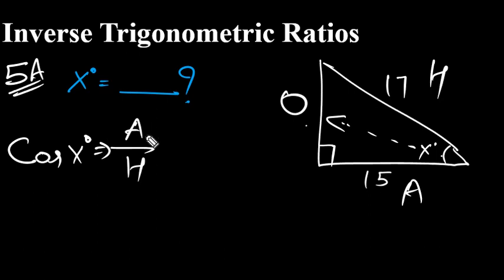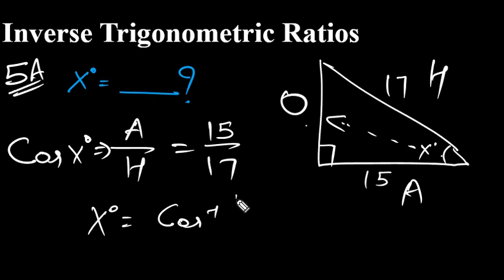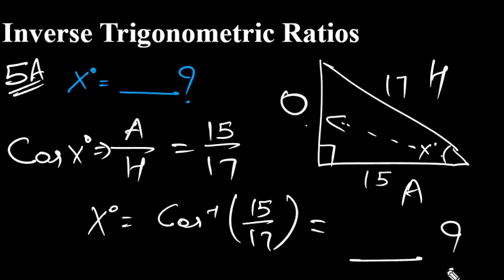So cos x degrees is equal to adjacent over hypotenuse, because I remember this. Now adjacent is 15 and hypotenuse is 17. So x degrees is equal to cos inverse 15 over 17. And don't worry, you will get the same answer in both cases. So shift cos 15 divided by 17 and that will give you 28.1 degrees. 28.1 degrees approximately is your answer. Okay, now next question.